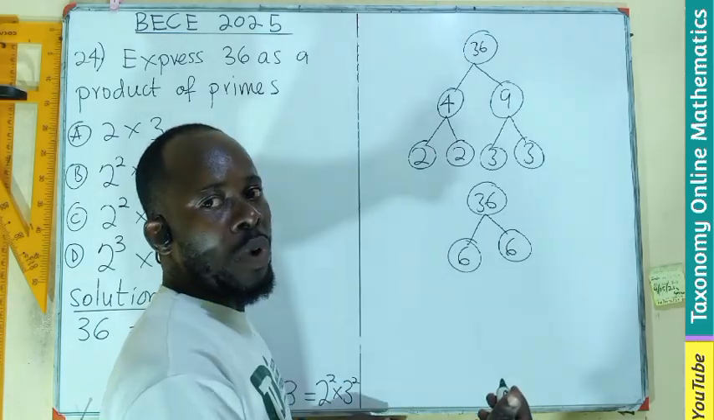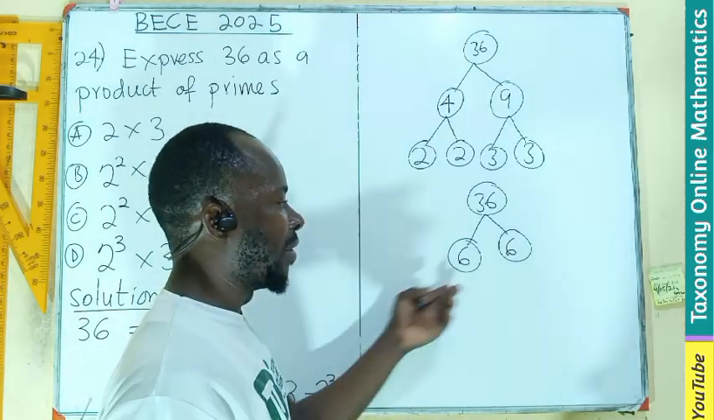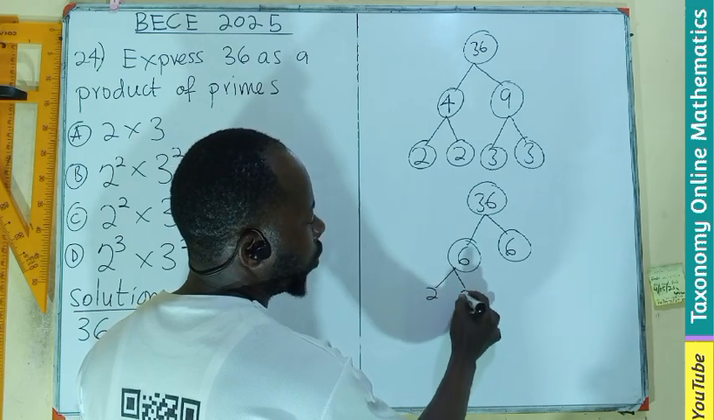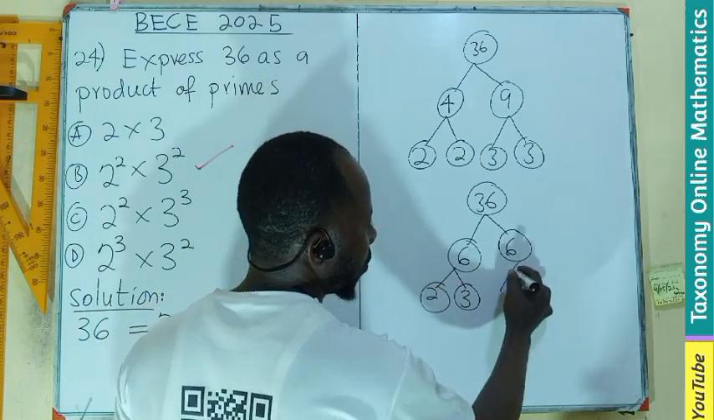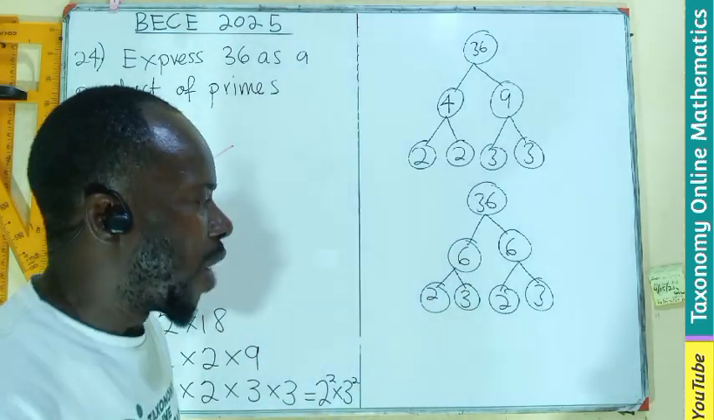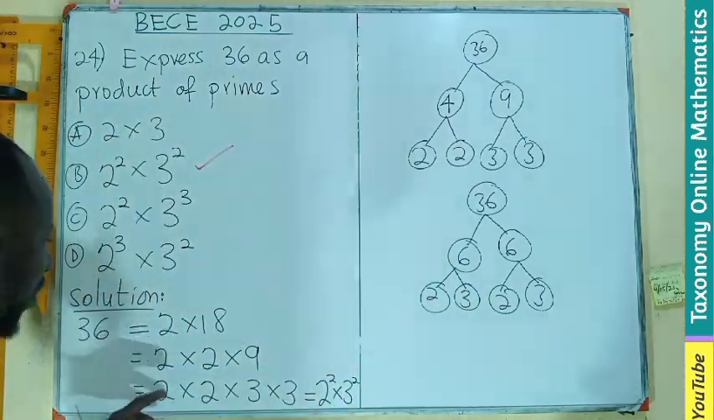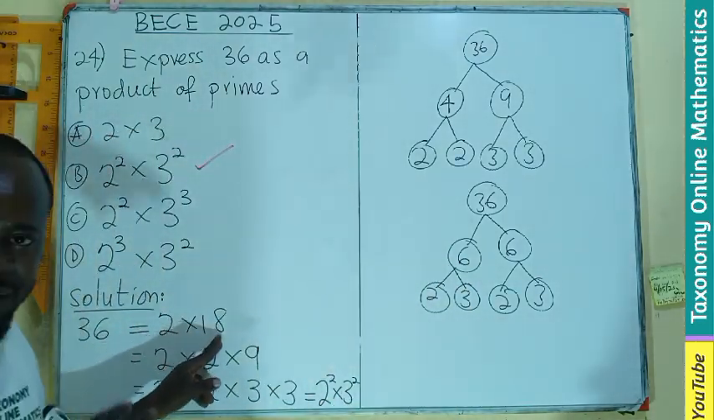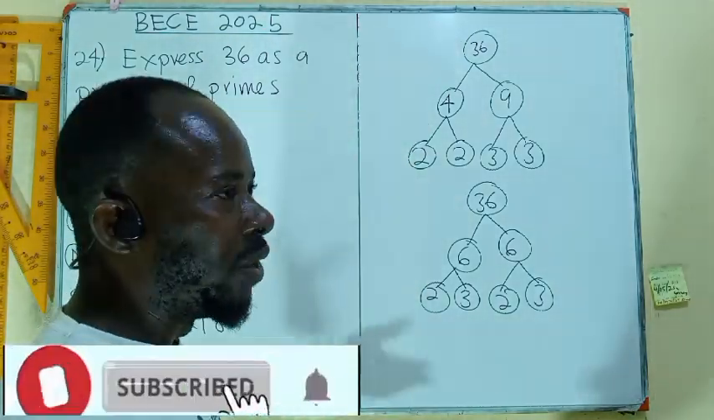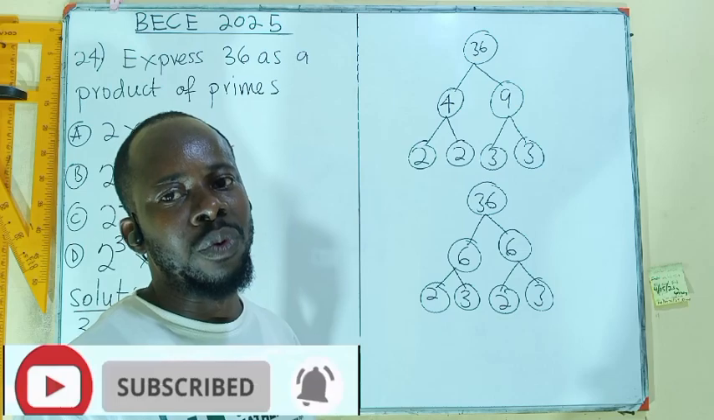We only stop when we are at the prime numbers. These two numbers are not prime numbers, so we have 2, 3. We have 2, 3. You can also have it to be 2 and 18. 18 will be 2 and 9. The same concept. So we always get 2 times 2, 3 times what? 3.